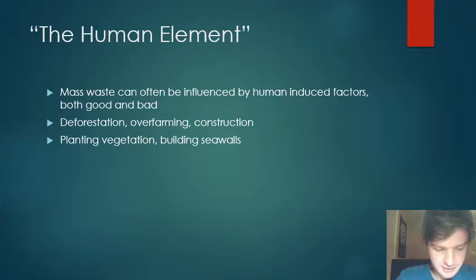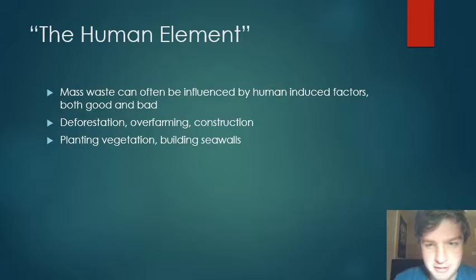The final factor I'd like to talk about today is the human element. It's no great secret that humans greatly impact our environments, both in good ways and bad ways, mostly in bad ways, admittedly. Increased human population has led to widespread deforestation and overfarming all across the globe. Practices such as these greatly influence the likelihood of mass wasting because they greatly weaken the surrounding soil and sediment. This often leads to increased occurrences of landslides in areas that are messed with by humans.